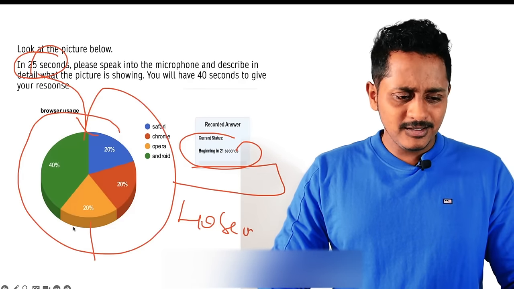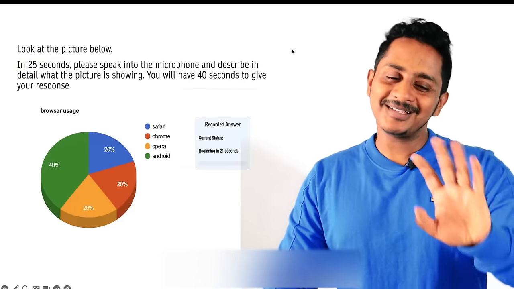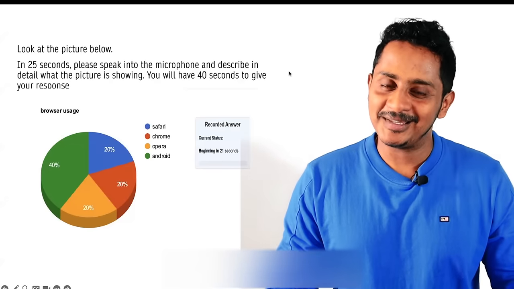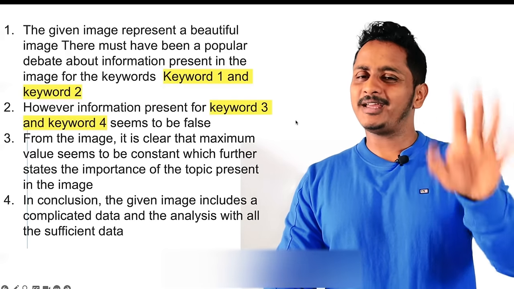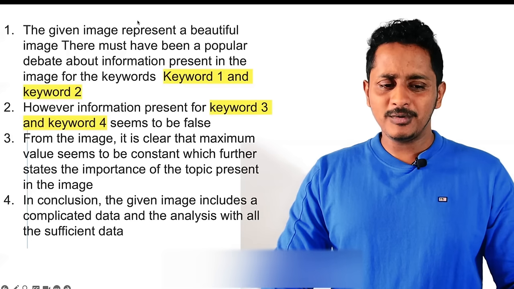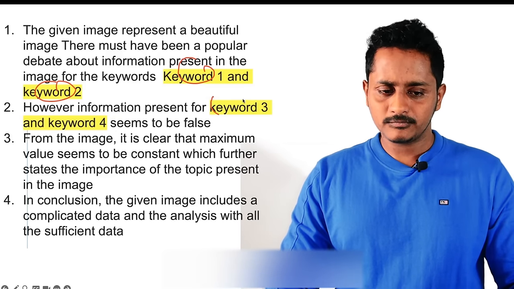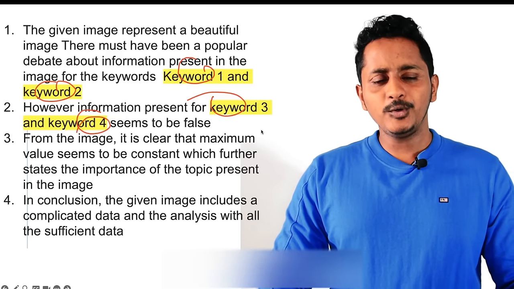You have to explain this diagram, but don't really explain the diagram. You don't get marks for explaining the diagram. You get marks for fluency. So I'm going to give you a template. Just take a picture of it, memorize. Fill 4 words here. Keyword 1, keyword 2, keyword 3, keyword 4.